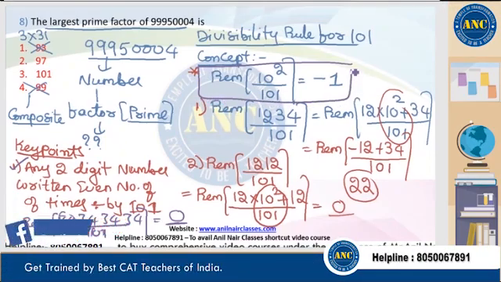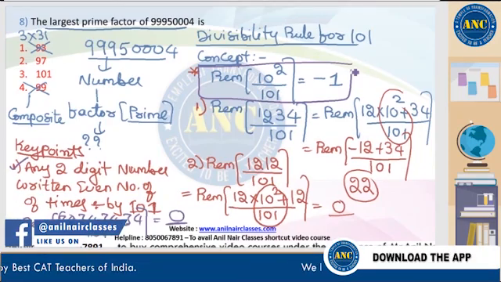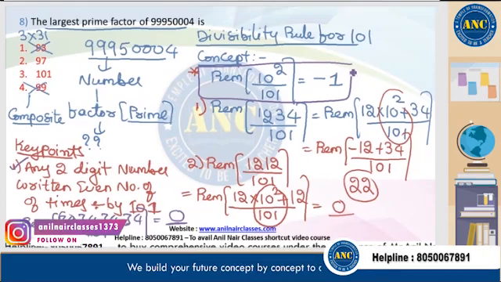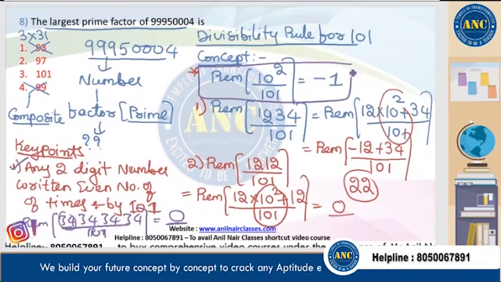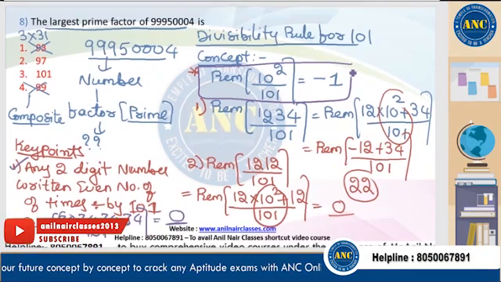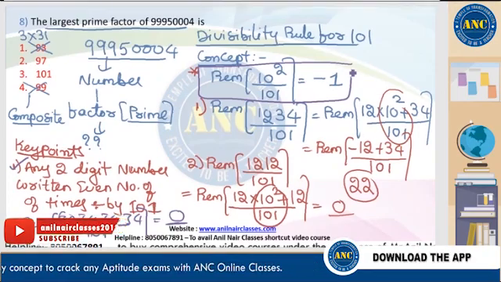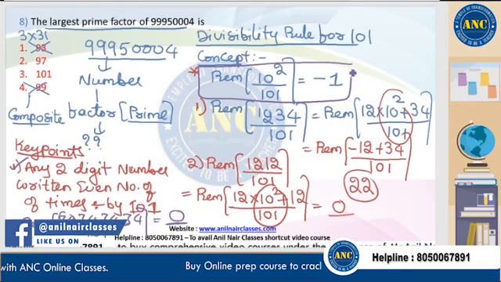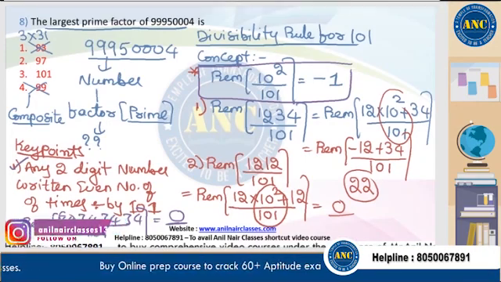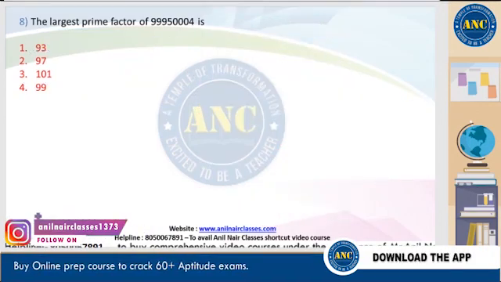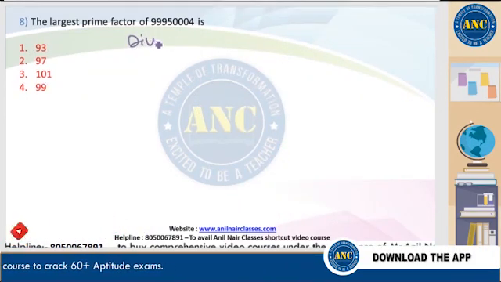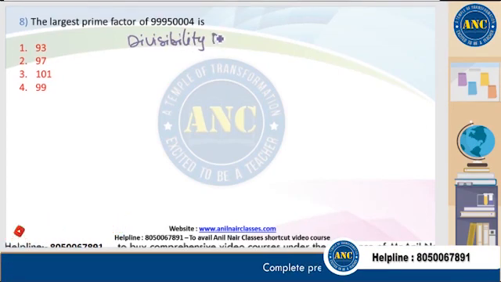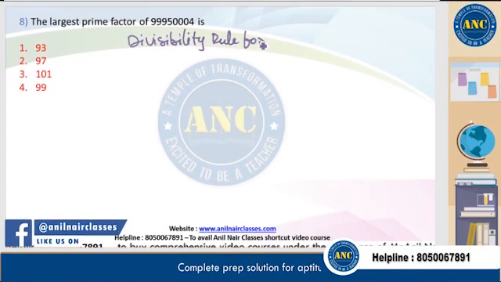10 square divided by 101 is nothing but minus 1. So the same concept is used here. This is key point 1. Now let me write down key point 2, the divisibility rule for 101.